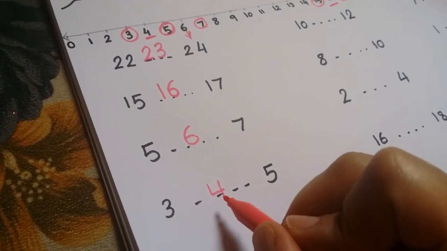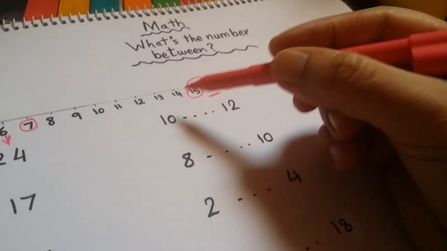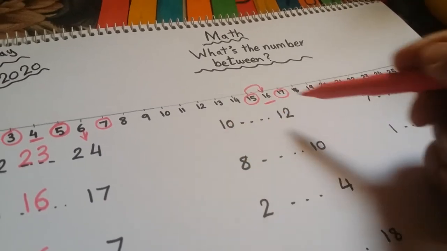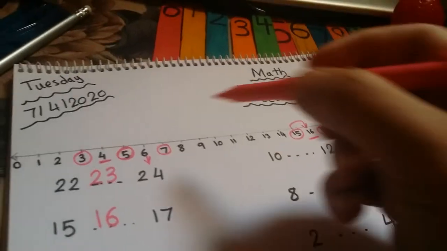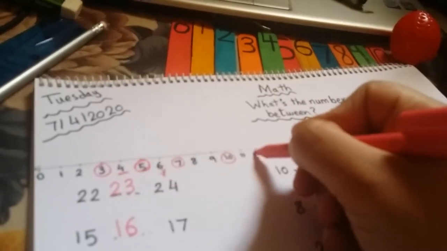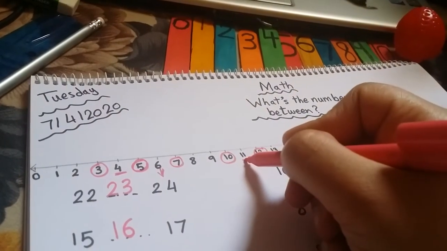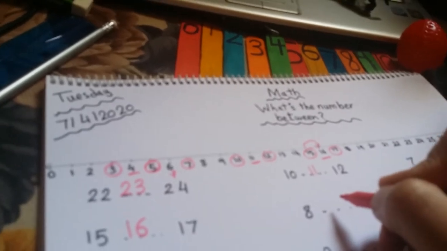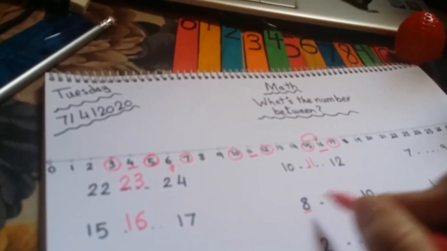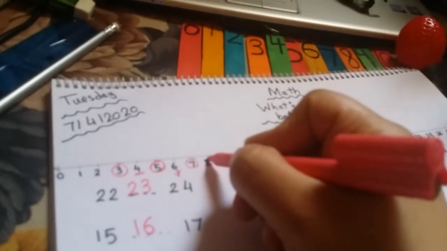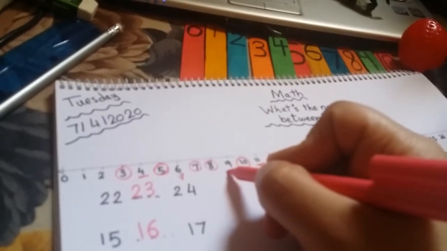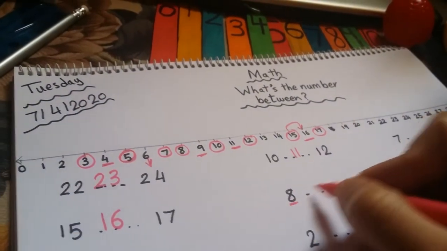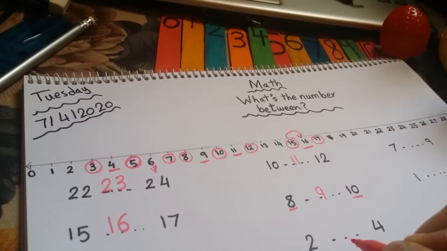So after 3, 4. Okay, let's look for the number between 10 and 12. Here is 10 and here is 12. So the number between is 11. And what is the number between 8 and 10? Here is 8, here is 10. So the number between is 9. After 8, 9.